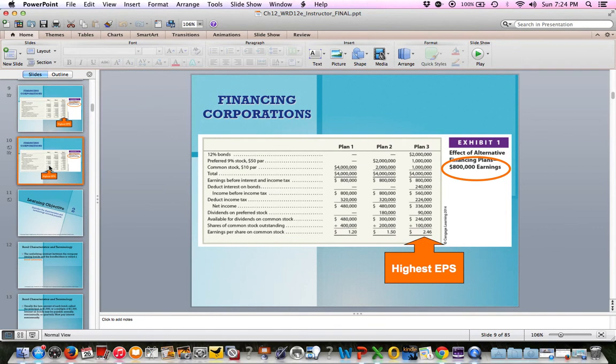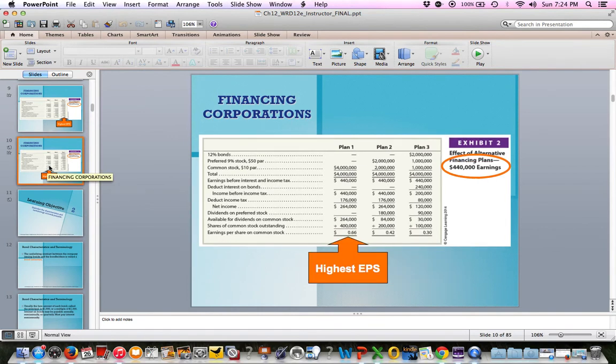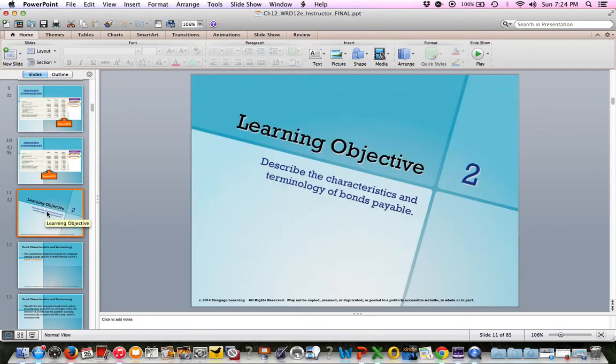But in the previous example, when our earnings are $440,000, we get a little bit different answer. So this is one of those things that a company will look at. They'll look at what their current earnings are, determine what the best source of financing is, and look at how that will impact earnings per share.